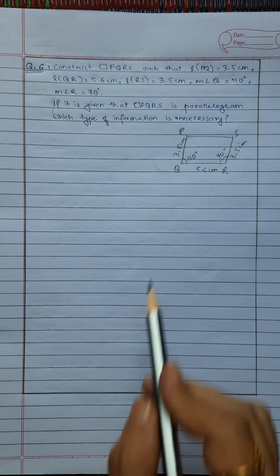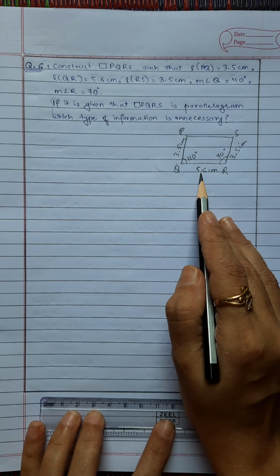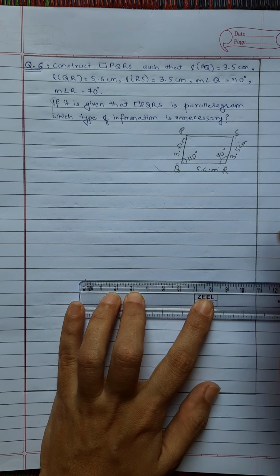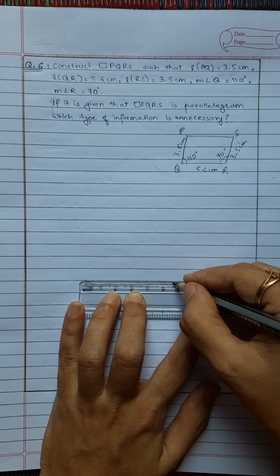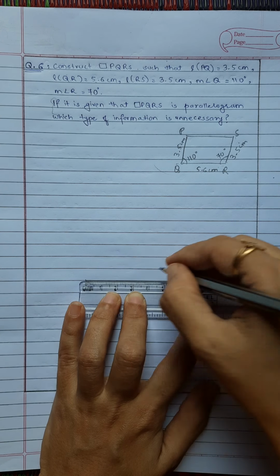First we'll go for the construction. First we'll go for side QR's construction, which measures 5.6 centimeters. I'll use the scale, 5.6 starting from 0 till 5, 1, 2, 3, 4, 5 and 6. Small 6 lines. So this will be the side QR. Name it as QR, which measures 5.6 centimeters.